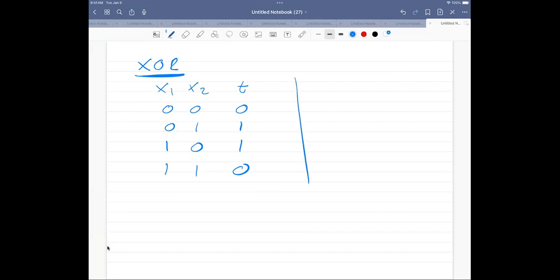Now let's make the plot again. So when I have 0, it gives me 0. And if I have 1, it gives me 0. And if I have 0 and 1, it gives me 1. So I have 1 here and 1 here. Can I fit a straight line to separate these variables?